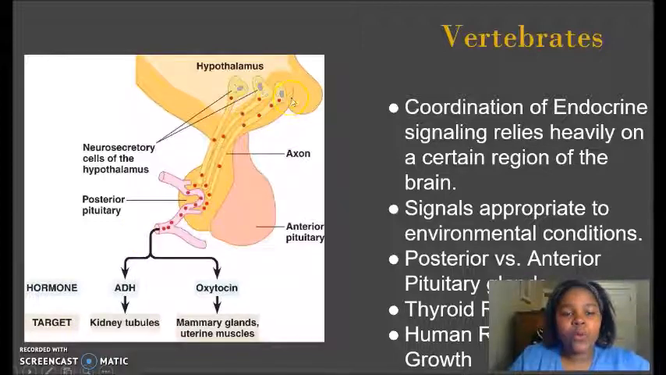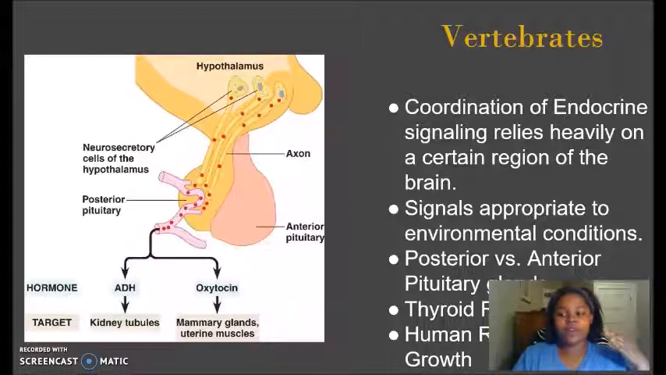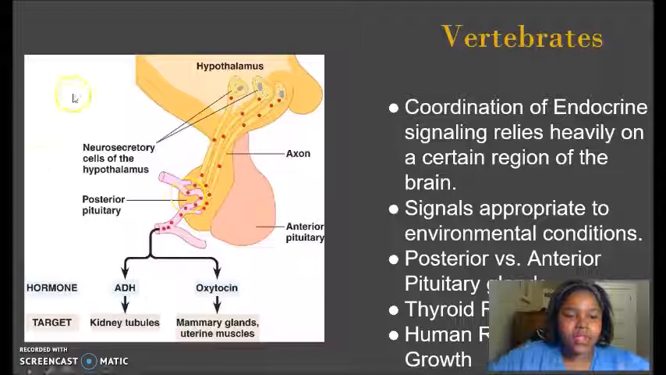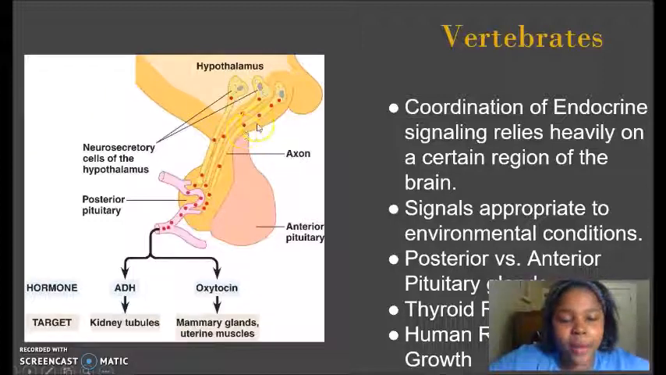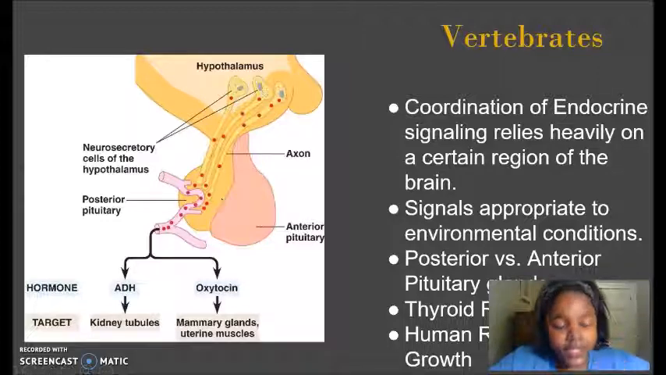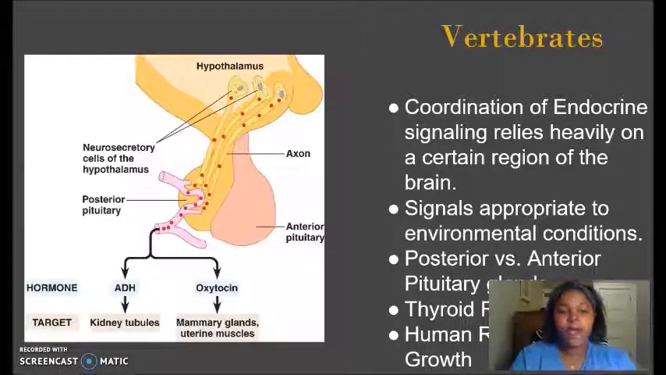So first, we're going to discuss the hypothalamus. The hypothalamus is a region of the lower brain that caters to the different neurosecretory cells and the hormones. And these are the neurosecretory cells of the hypothalamus. It is also connected to the posterior and the anterior pituitary gland. First, I want to talk to you about what exactly the pituitary gland is.